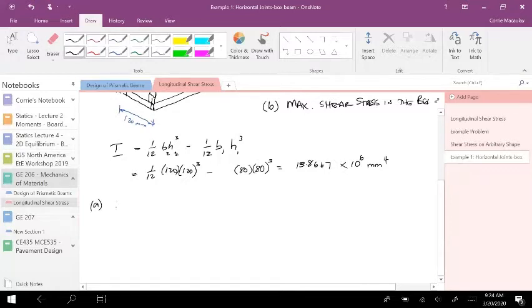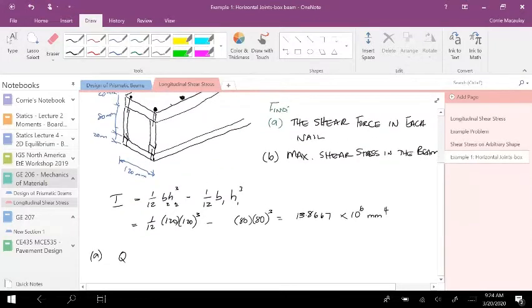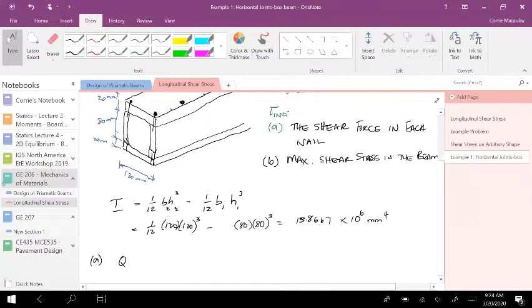So let's see if we can determine Q. Right, Q is the area times that y distance. What is that y distance that I'm talking about?